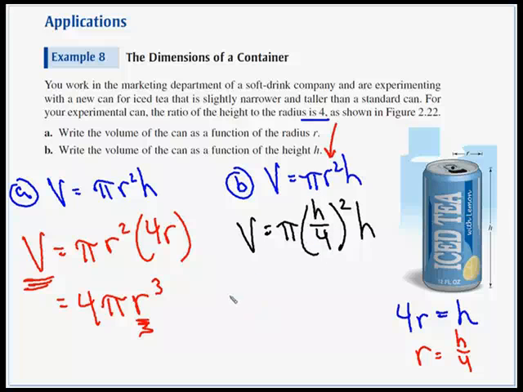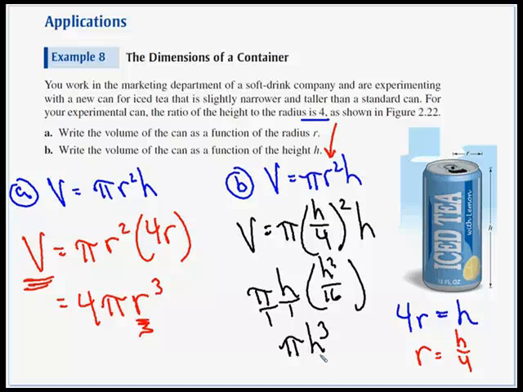Now let's clean this up a little bit. We're going to have our pi times h, and then when we square this, h over 4 squared is h squared over 16. Let's make this look a little prettier. If we multiply straight across, these both have a 1 under them, so pi times h squared is pi h to the third all over 16. And there we go.